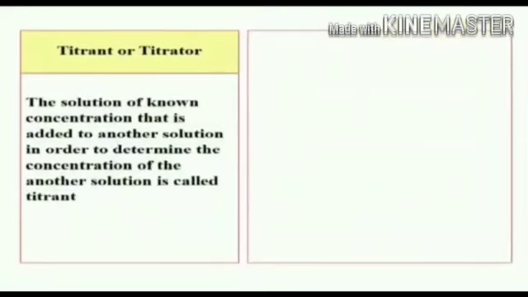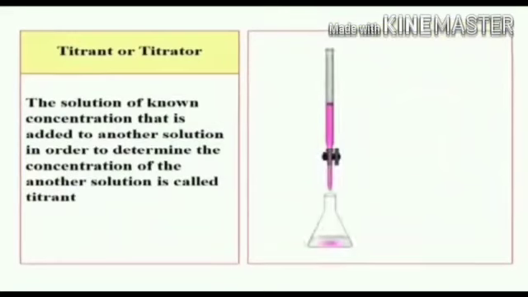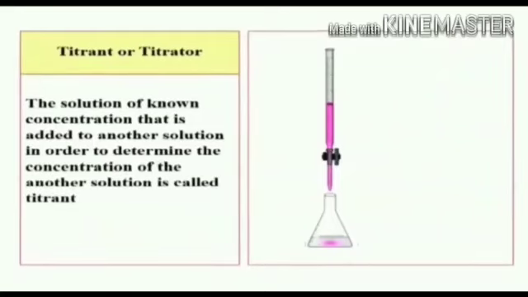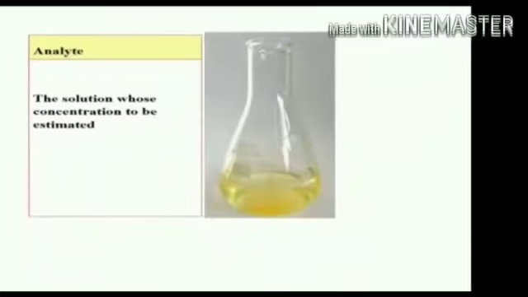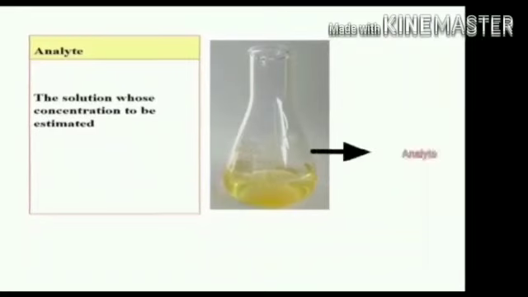Titrant or titrator. The solution of known concentration that is added to another solution in order to determine the concentration of the other solution is called titrant. Analyte or titrant. The solution whose concentration is to be estimated is taken in the conical flask and is known as titrant or analyte.